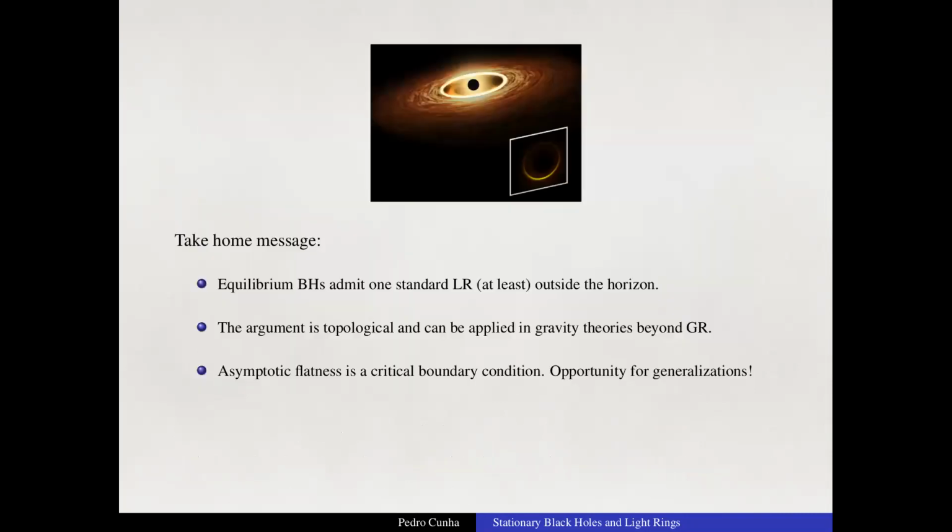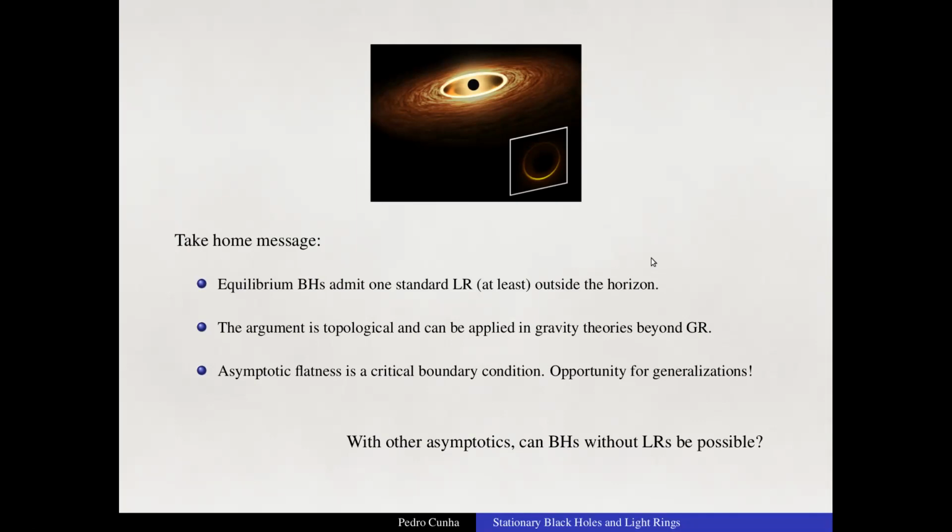So this is the basic idea behind the argument and also the conclusion. Notice that we made no assumptions whatsoever for the matter content or the underlying gravity model. And this approach also shows how asymptotic flatness is a key boundary condition.